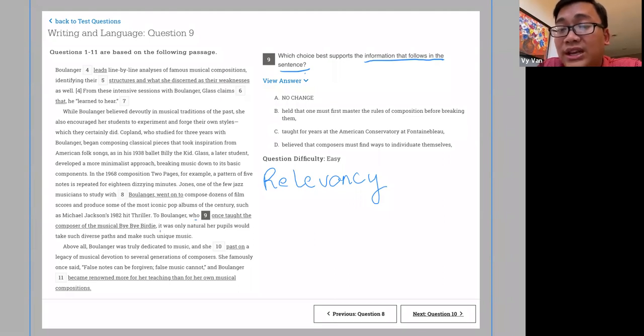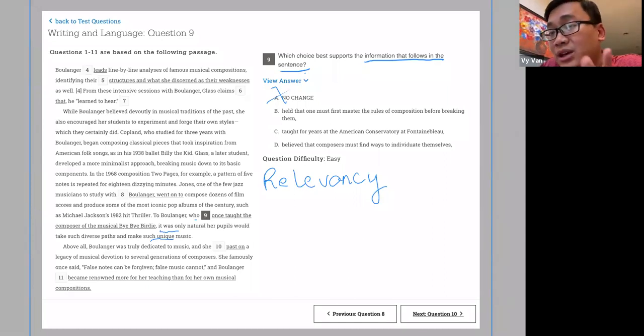It was only natural her pupils would take such diverse paths and make such unique music. So it's talking about her students going on, and each of them going their own path, and they create unique music, something that's different from everyone else. Let's see which choice says that. A, so Boulanger, who once taught the composer musical, so this is out of context, okay? It isn't talking about anything unique or different for her students. B, held that one must first master the rules of composition before breaking them.